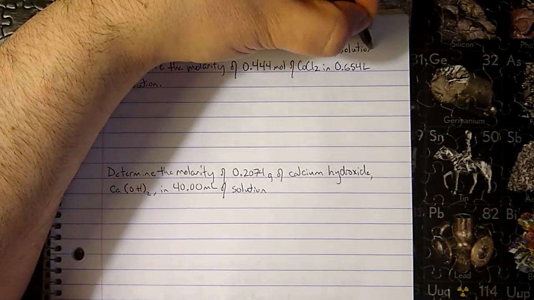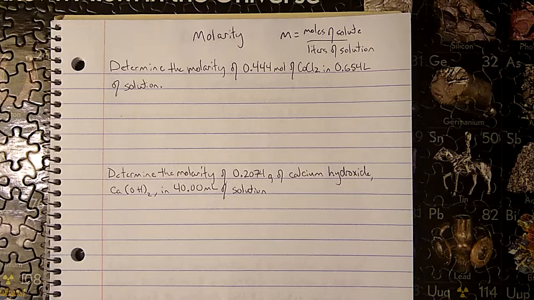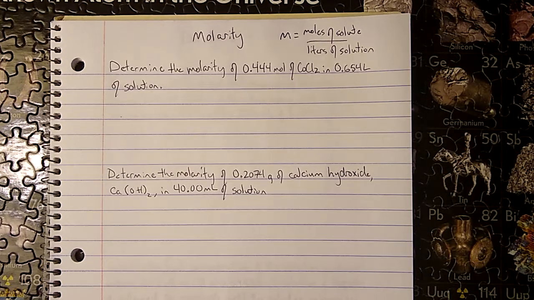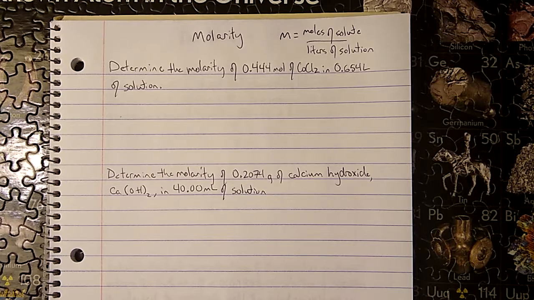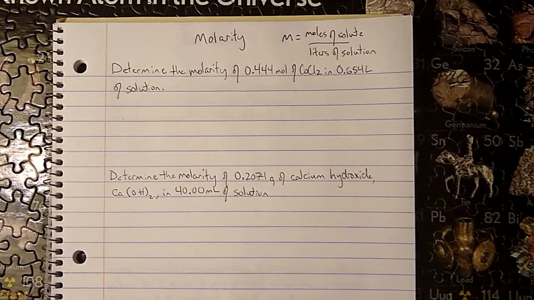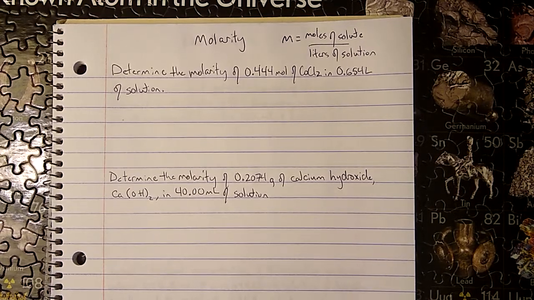It is very important to note that it must be moles and it must be liters. If a question does not give you moles or liters, you must convert before using the equation moles over liters. Let's do an example. Determine the molarity of 0.444 moles of cobalt 2 chloride in 0.654 liters of solution.